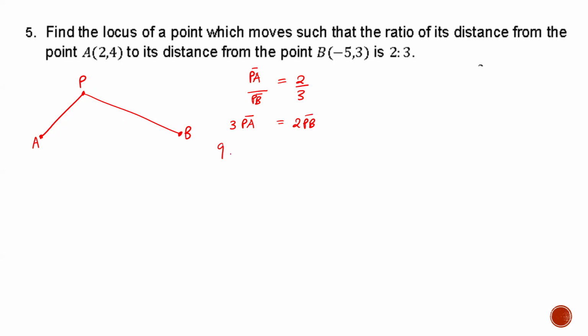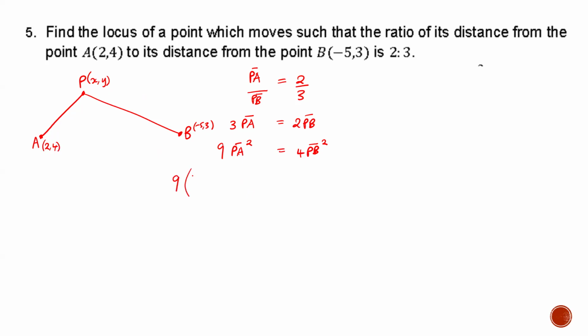Now I'm going to square both sides because when finding the distance between 2 points, there's a square root involved. To do away with that square root from the onset, I'm squaring both sides straight away. This point is an arbitrary point, so we give its coordinates x, y. Point B is (-5, 3), and point A is (2, 4).